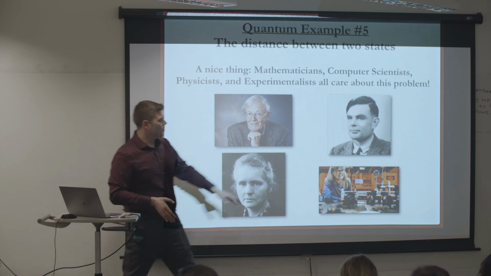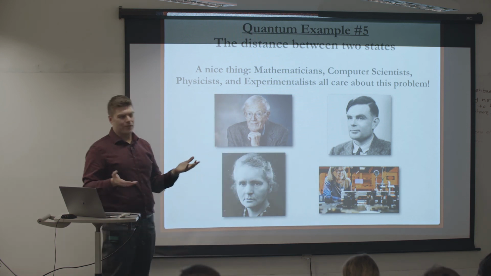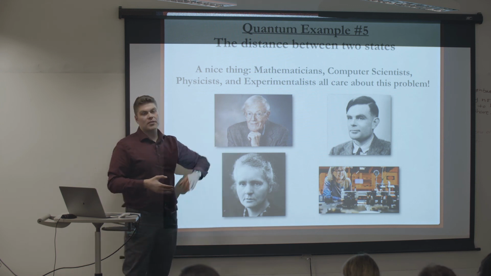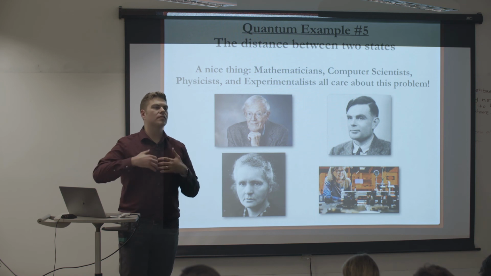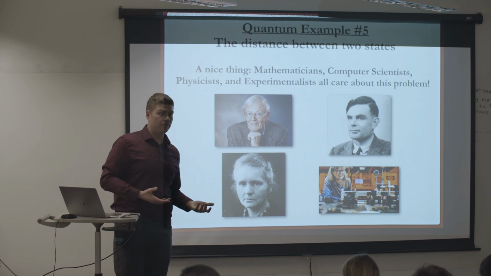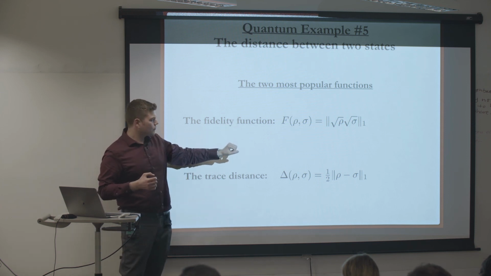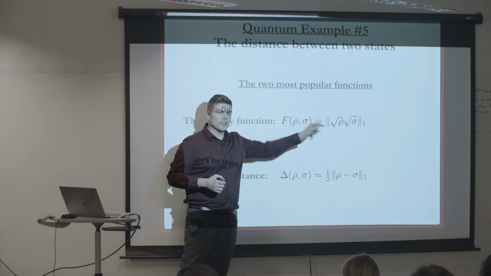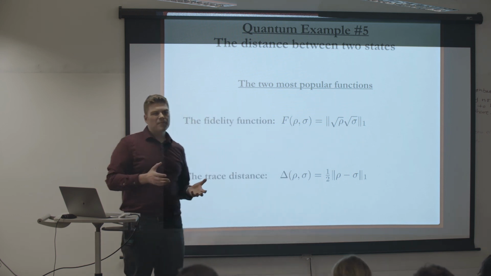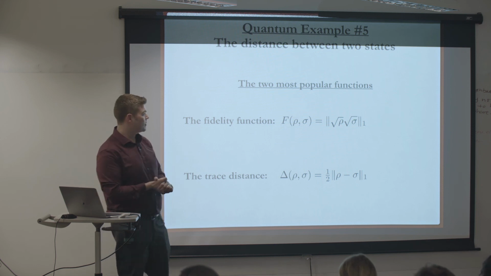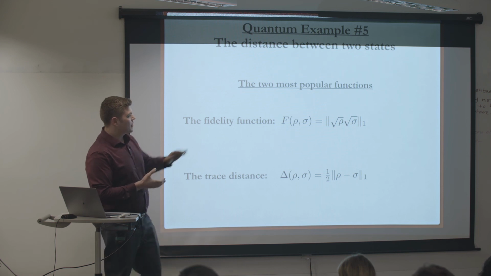Mathematicians care about this because there's norms involved. That's the short answer. Physicists and computer scientists care about this because there's a lot of applications. Sometimes it's just good enough to look at states that are close to each other. So I'll end with these functions right here. This is the fidelity function. If you're given two states, it's not a distance measure per se, it's more of a similarity measure, because if they're the same, it gives you 1, not 0. So that's a very nice function.